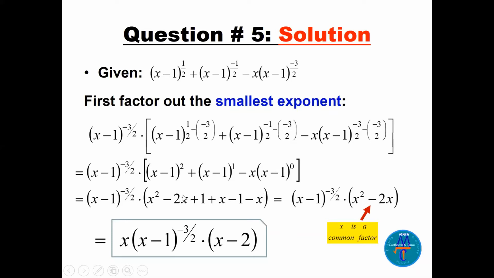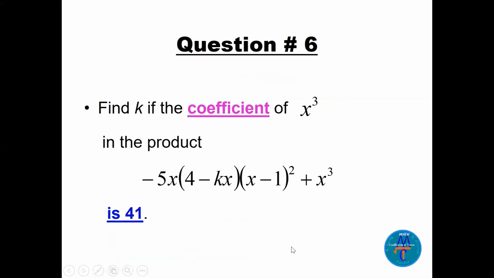Let's see here, what do we have in the bracket? Minus 1 plus 1, they cancel. Minus x plus x, they cancel. So we are left with x squared minus 2x. We cannot stop here, because in factoring, we always ask, can we factor more? So take x as a common factor. The final answer will be x minus 1 to the power minus 3 over 2, x minus 2, when you take x out. Question number 6 is a little nice here.